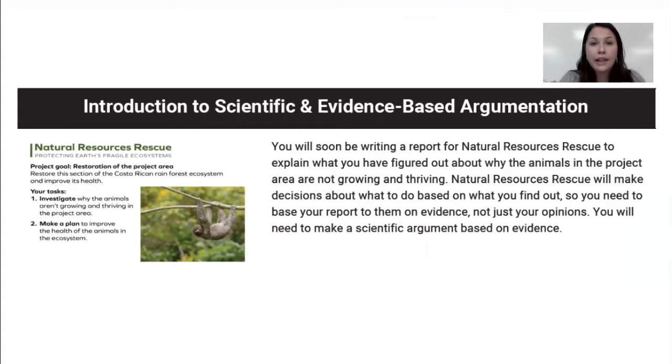We've written a claim and an argument in order to answer a question. Today, we're going to dive a little bit deeper into what that means, because soon we're going to be writing an argument for the Natural Resources Rescue in order to explain why that project area with the jaguars, sloths, and cecropia trees is not thriving.